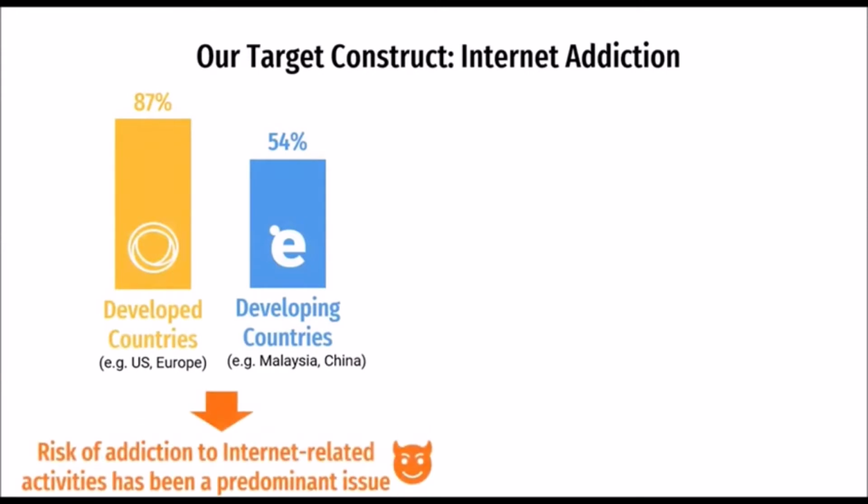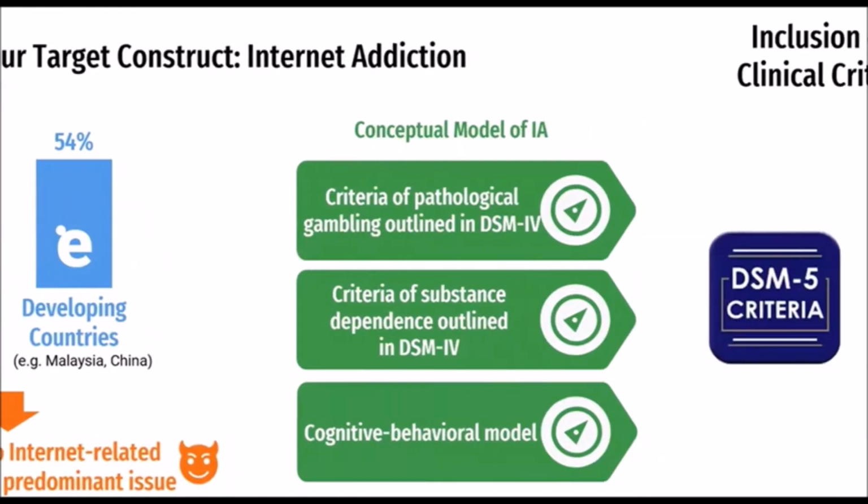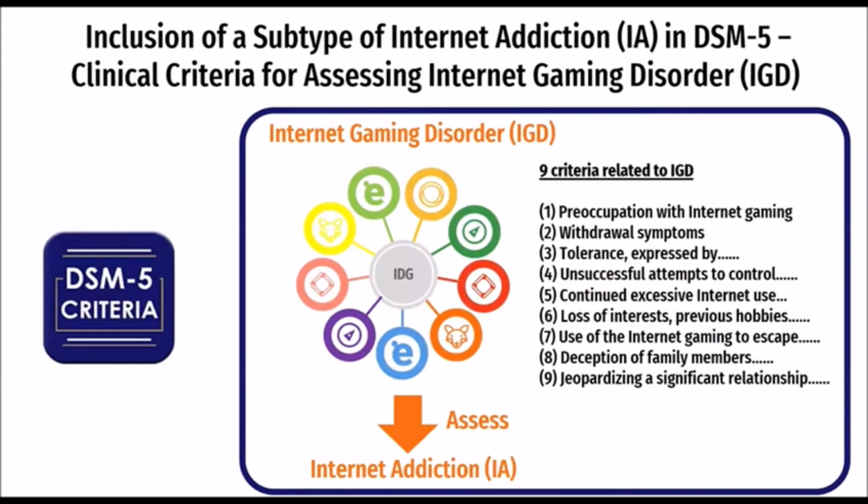In developing countries, over half of the population are falling into internet dependency, and the situation is more predominant in developed countries. With the increased prevalence of internet addiction worldwide, there is an ongoing discussion concerning the framework of internet addiction among scholars. In 2013, APA has included a subtype of internet addiction, internet gaming disorder, in DSM-5.